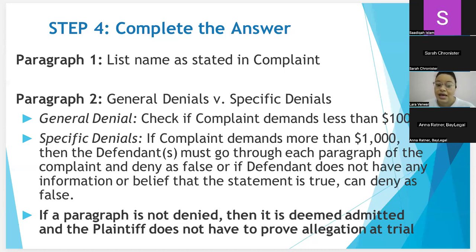It's best to deny as much as possible so that the landlord does have to prove all the allegations in their complaint if the case goes to trial. Again, any allegation that's not denied can later be deemed as admitted, and the plaintiff wouldn't have to prove that allegation in their complaint at trial.